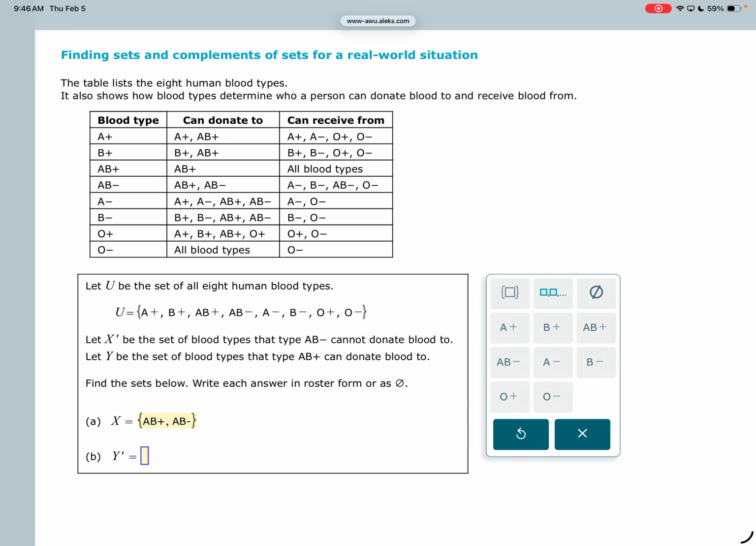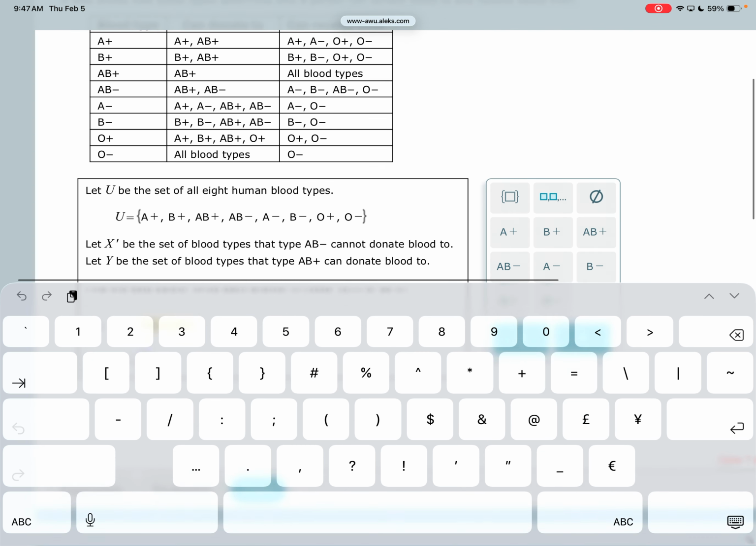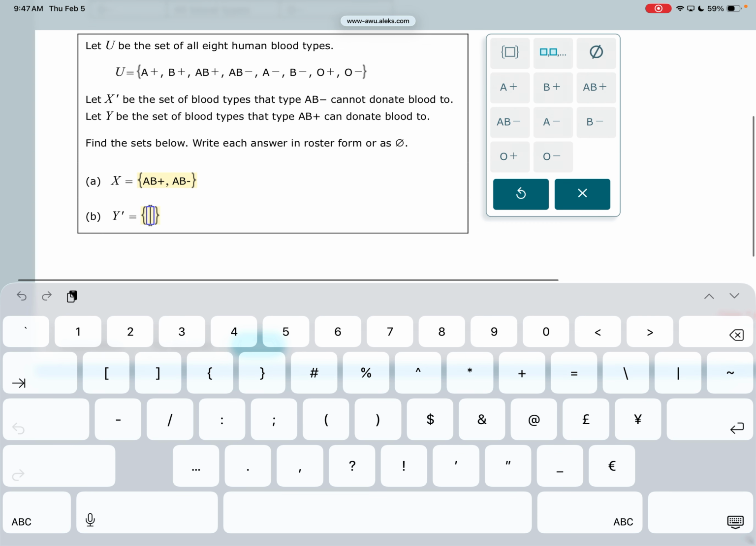All right, let Y be the set of blood types that AB positive can donate blood to. Okay, so that would just be AB positive, AB positive can only donate to AB positive, right? So Y naught would be the ones that AB positive cannot donate blood to. Well, if it can only donate to AB positive, then all the other ones would be the ones it cannot donate to, which is not fun. I got to do each of these, right? It said it can donate to AB positive, right? So we skip that one.